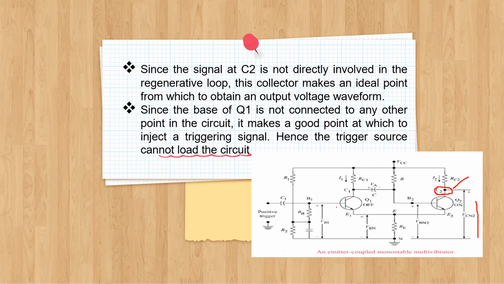Since the base of transistor Q1 is not connected to any other point, it is made an ideal point. At this point we can inject an external triggering signal to induce a change in the state of the circuit. External triggering is applied at the base of the transistor Q1. Hence, this triggering source is directly connected to the base of the transistor Q1, so it cannot load the circuit.